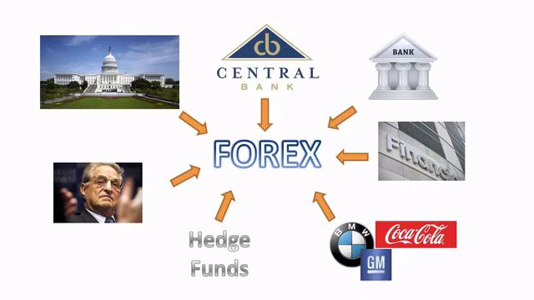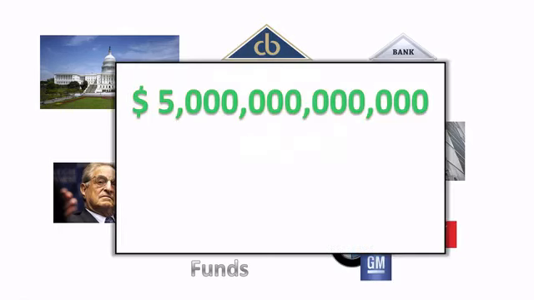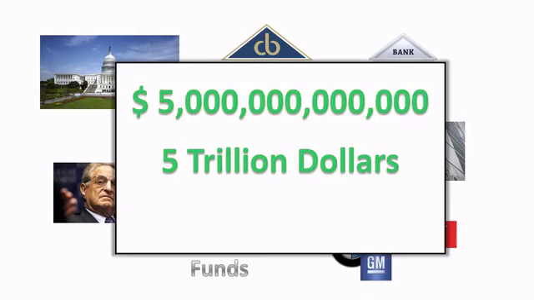So all those participants together, as you can imagine, create massive volumes of money. And to be more precise, the volume of the Forex market is $5 trillion. That is 5 and all those zeros behind it, and that is per day. $5 trillion goes through the Forex market. That's an unbelievable amount of money.